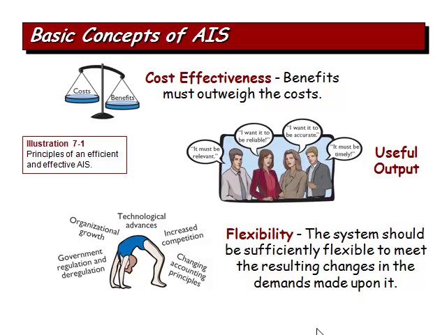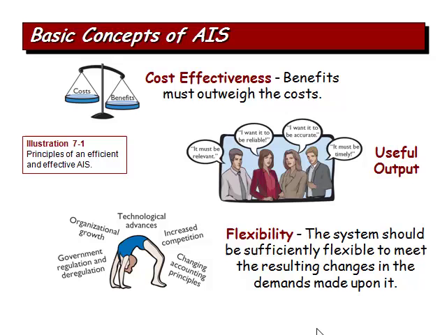Some basic concepts here: it needs to be cost effective. You can always spend more money on your accounting system, but at some point spending more money doesn't get you any more benefits. We want useful output. The cartoon characters here, the balloons, that must be relevant. I want it to be reliable. I want it to be accurate. It has to be timely. I want all those things in the accounting system, and they all cost money.